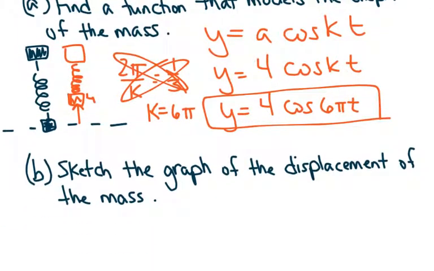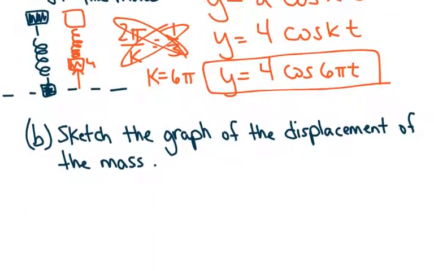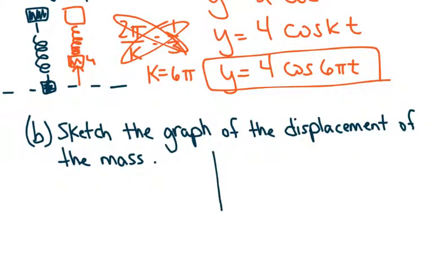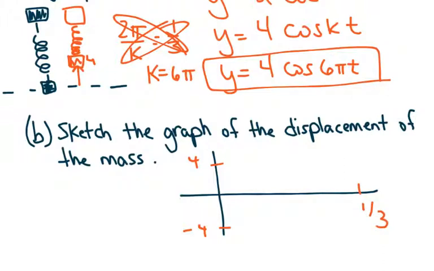Then, to sketch a graph of the displacement of the mass, we're going to do something very basic. Remember we said we know the amplitude is 4, so it must go up to 4 and down to -4. The period is 1/3, so half of 1/3 is 1/6, and half of 1/6 is 1/12, so that's 1/12. 1/6 is 2/12. The next one would be 3/12, which is 1/4.